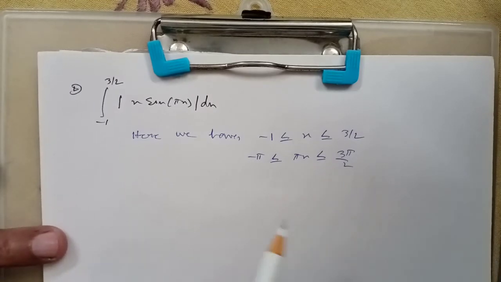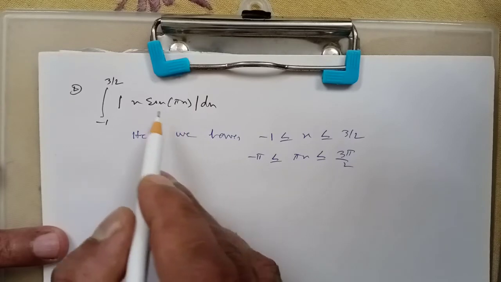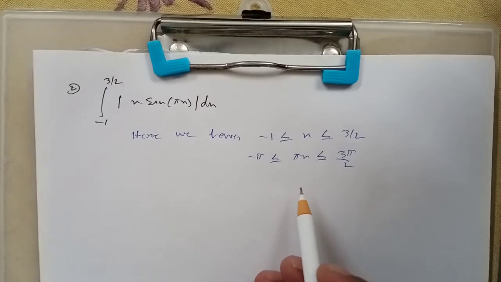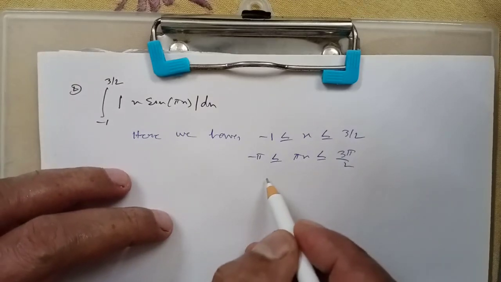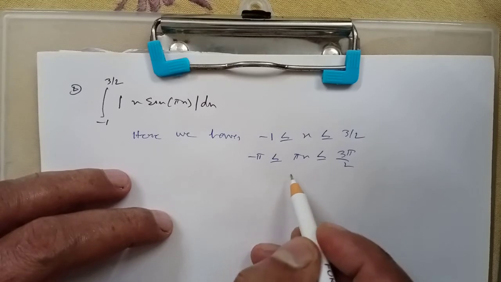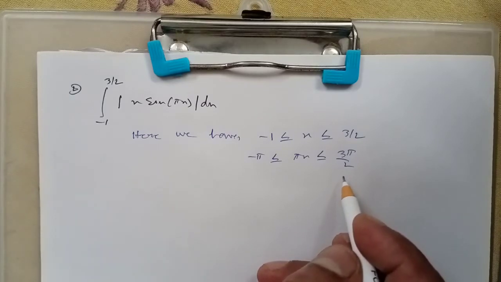Now, as the involved function is sin pi x, as a first, sin pi x, minus pi to 0, then 0 to pi, then pi to 3pi/2. These are the three intervals.